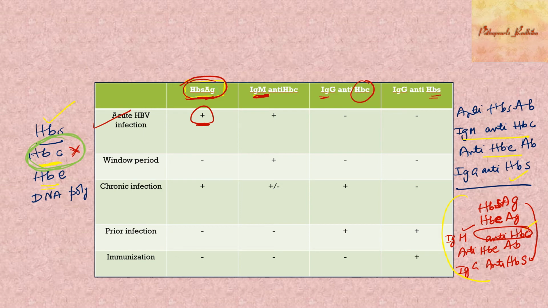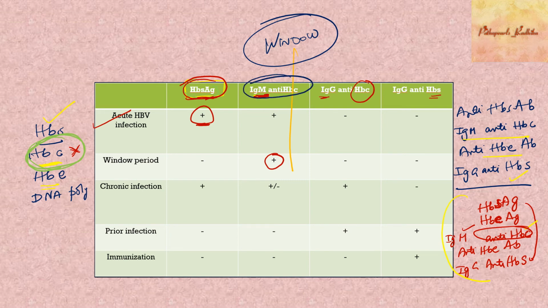But imagine even before acute infection, the patient will be in a window period. So what happens is, just before the onset of symptoms, you have one antibody appearing in the patient's blood. That is IgM anti-HBc. So when you want to identify a patient in a window period, this antibody can help. If you want to identify a marker for window period, it's IgM anti-HBc antibody, that is antibody against the core antigen, which is of IgM type.